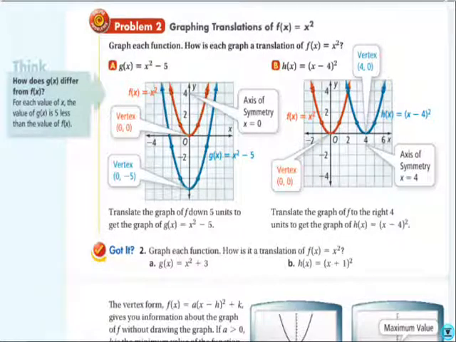So, graphing translations. Now if we want to graph each function, how is each graph a translation of f of x equals x squared? If we look at g of x equals x squared minus 5, it's literally been shifted down 5 units. That's it. If we look at the one where it's on the inside, that's shifted right 4 units. This should seem very, very simple.